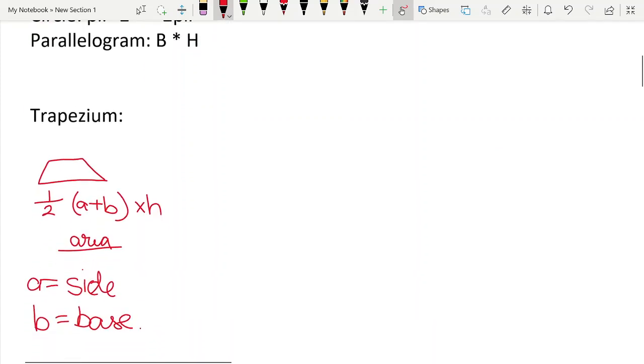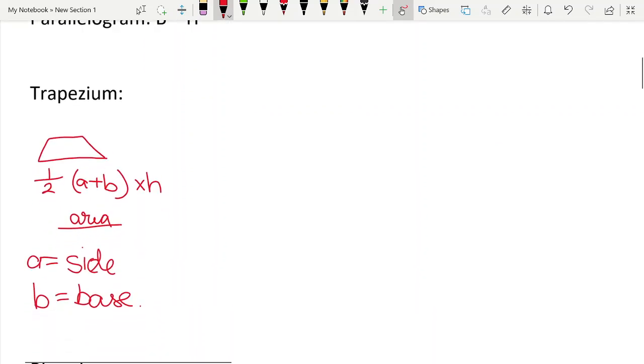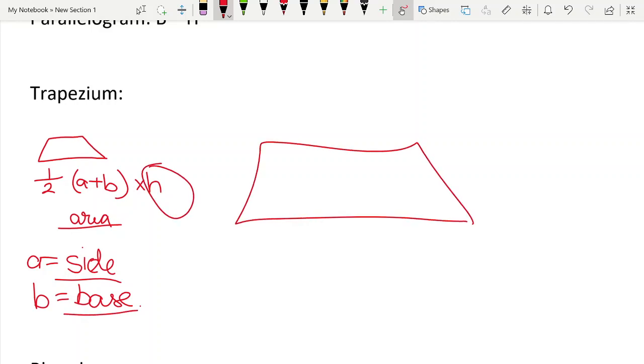Now trapezium. Trapezium has some area things too. The area of a trapezium is half times (a plus b) times h. Here a and b are the parallel sides, and h is the height, which, if we draw a trapezium, forms a 90 degree angle like that.